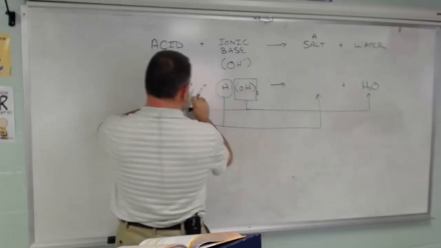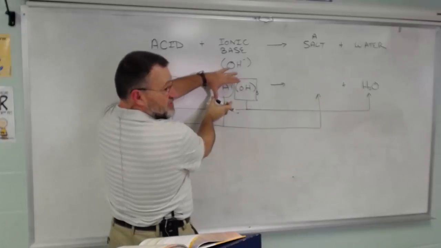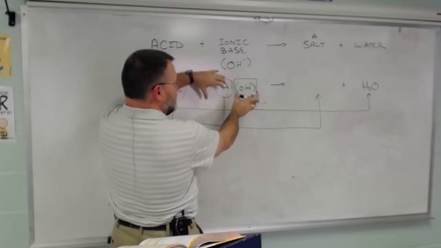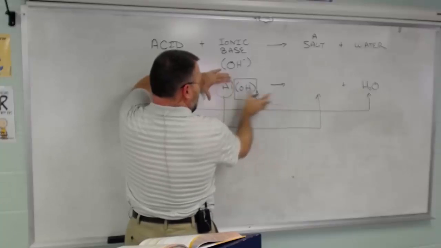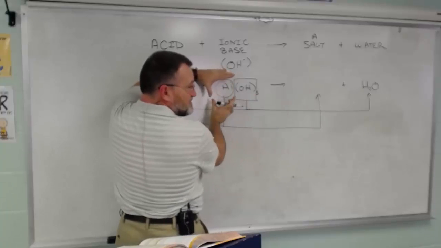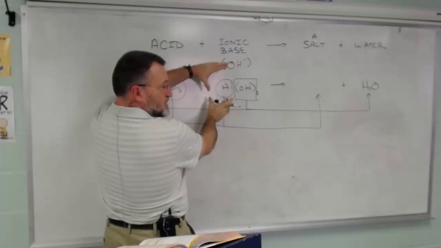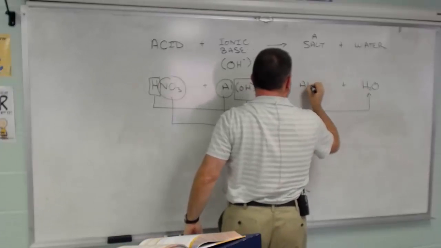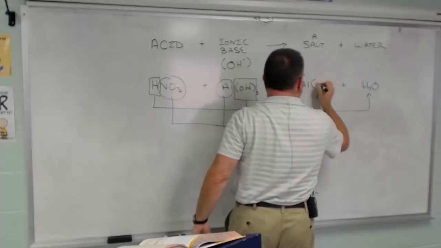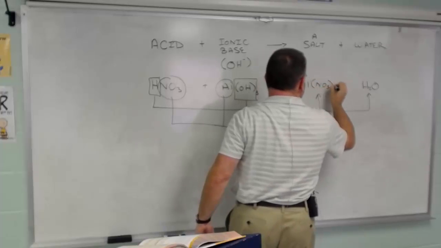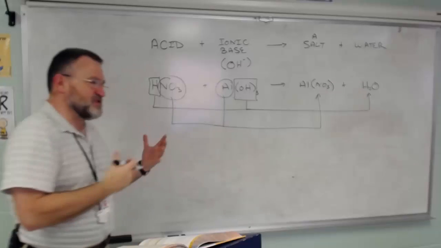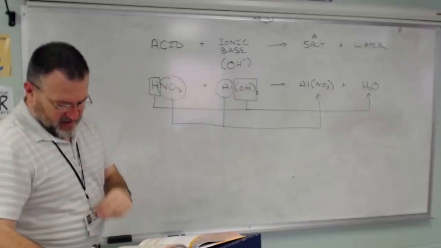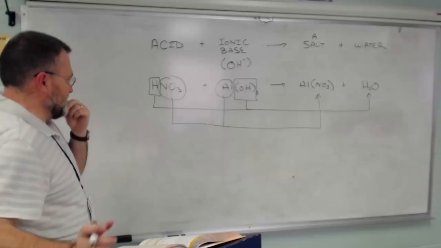Our salt, the metal part's going to come from the base, right? Because we're donating away from it. This is a negative. This is a positive charge. Meaning this is going to be our metal. And that part's going to come first in our naming. This is going to become aluminum. And for now, I'm going to write it like this, NO3, right? So we've got our pieces together. All the pieces have been accounted for. Now we need to go back and look through balancing.